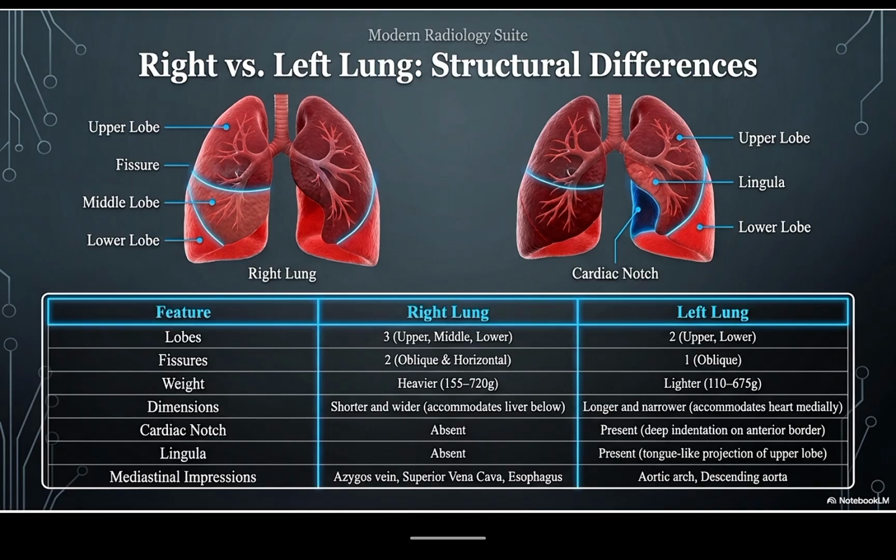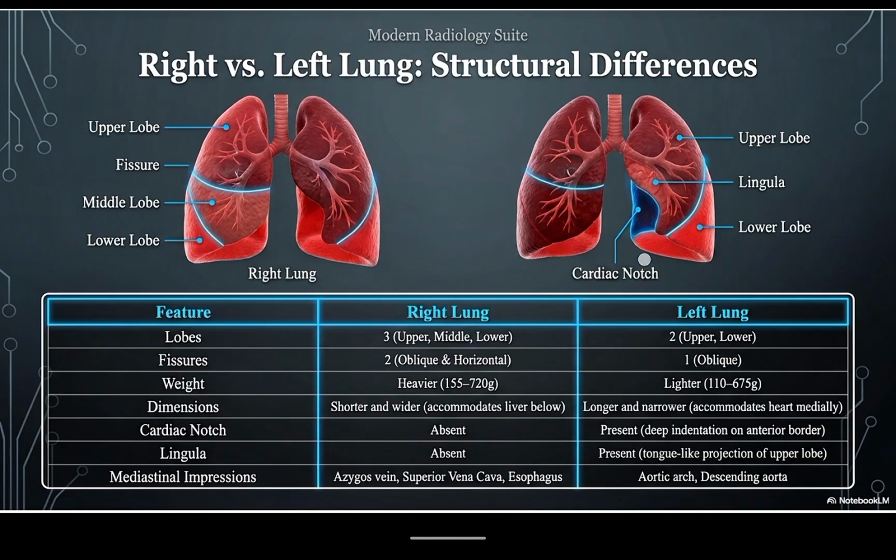The right one is shorter, heavier and wider, while the left one is longer and narrower. Narrow means thin. The left lung is narrower, while it is longer than the right lung.